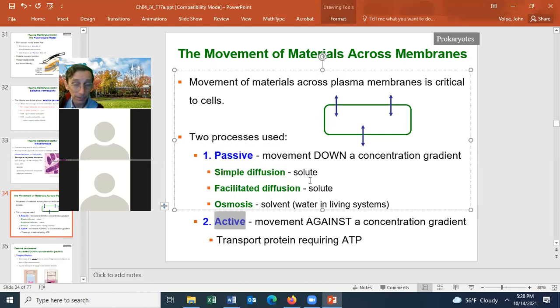And the energy the cell gets to move that molecule comes from ATP. The transport protein requires the energy from ATP to move or pump the molecule across the membrane. And remember, we're talking about an active process into the cell, but it could be an active process outside of the cell.